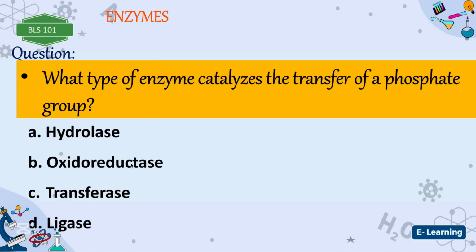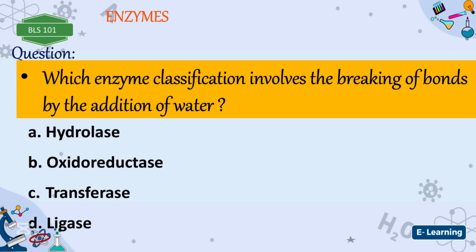I said anything that catalyzes transfer is called a transferase of any group. It can be methyltransferase, it can be phosphate transferase. That is what? A transferase enzyme. Which enzyme classification involves the breaking of bond by addition of water? Hydrolase. By addition of water is hydrolase.